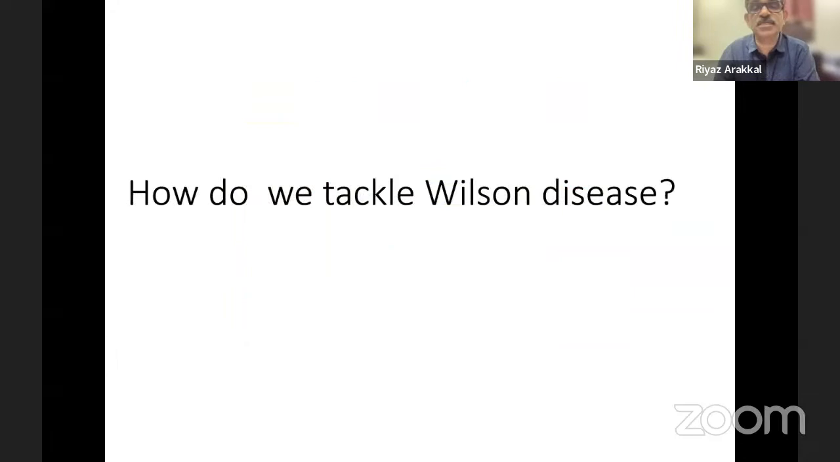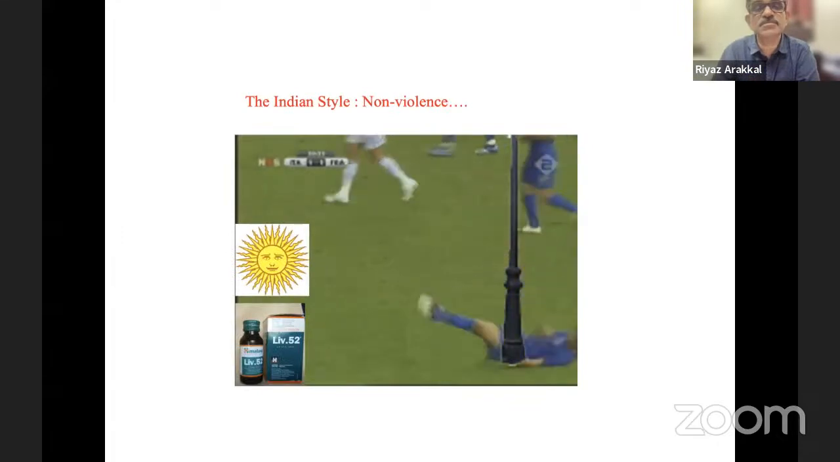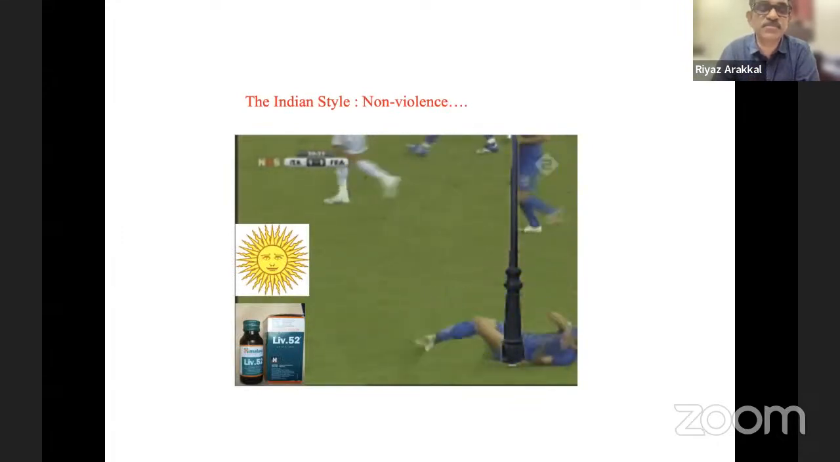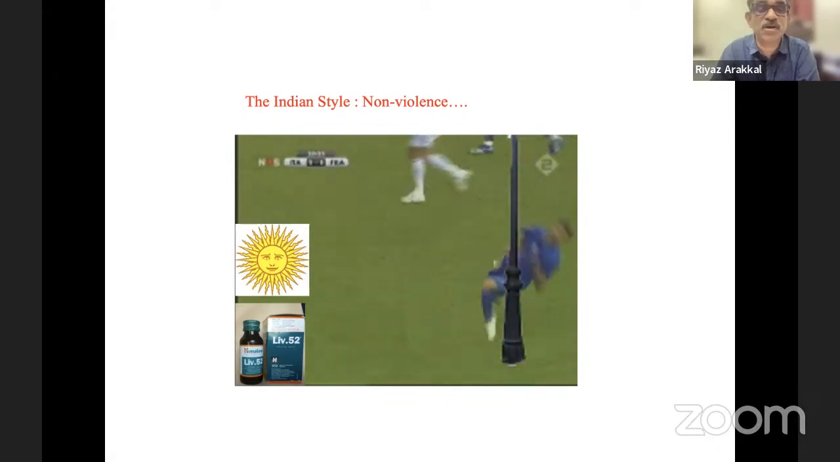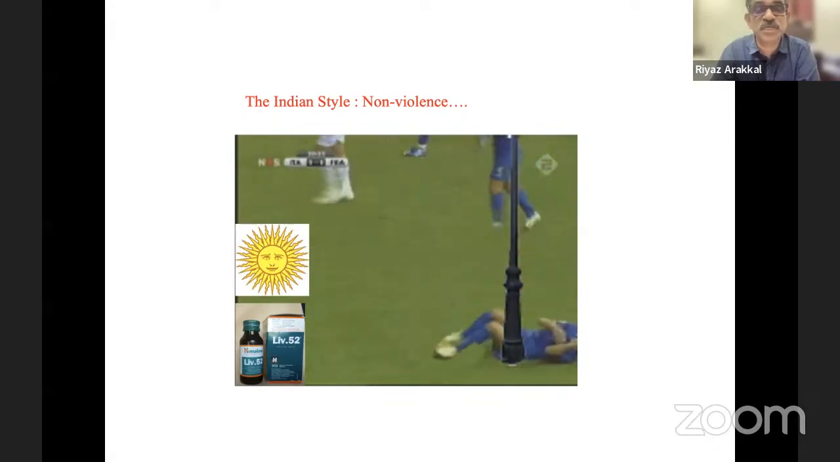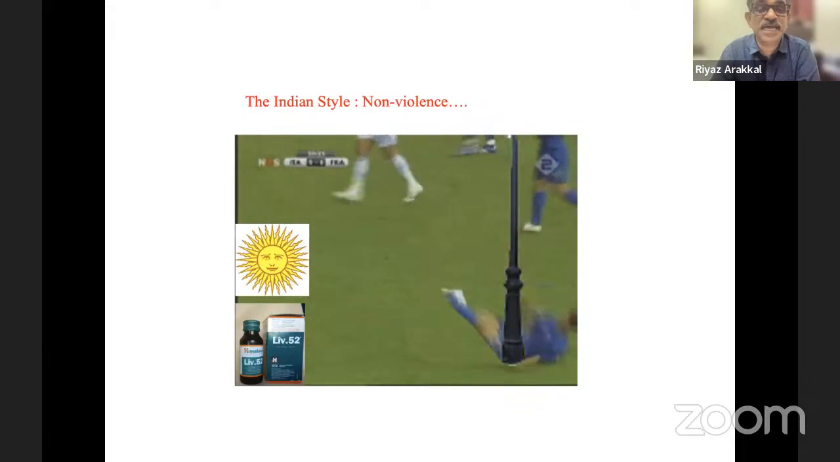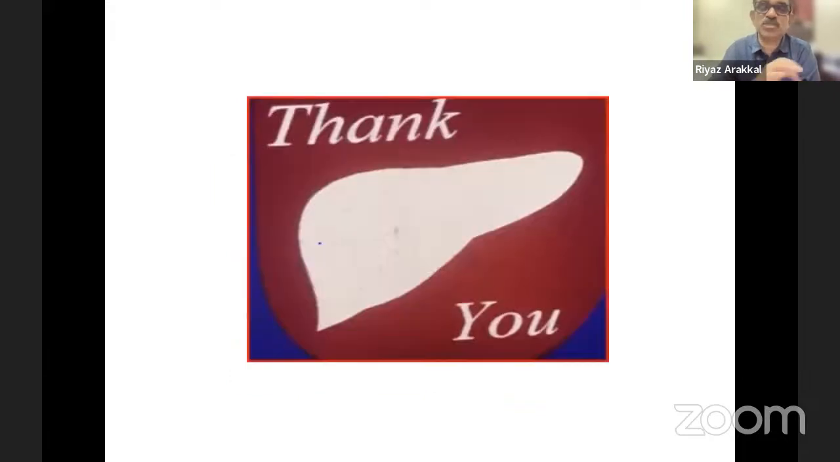How do we tackle Wilson disease, or how did we used to tackle Wilson disease in the past? Nowadays, we are all familiar with Wilson disease and we diagnose it in time. But in the past, we never used to think of Wilson disease. We used to give them heliotherapy or non-specific drugs like Liv-52. So it was never diagnosed and the patient used to die on his own without a proper diagnosis. This should never happen. Thank you so much for listening to me.